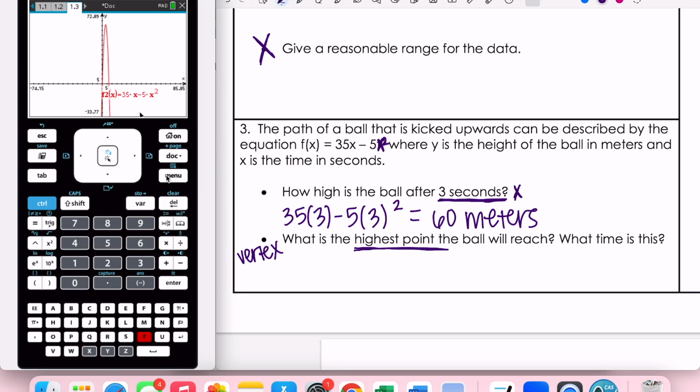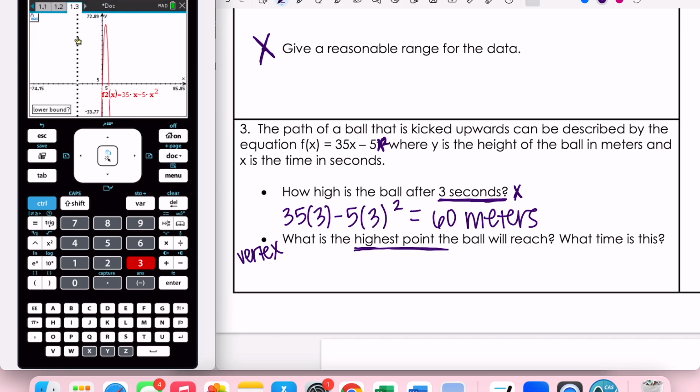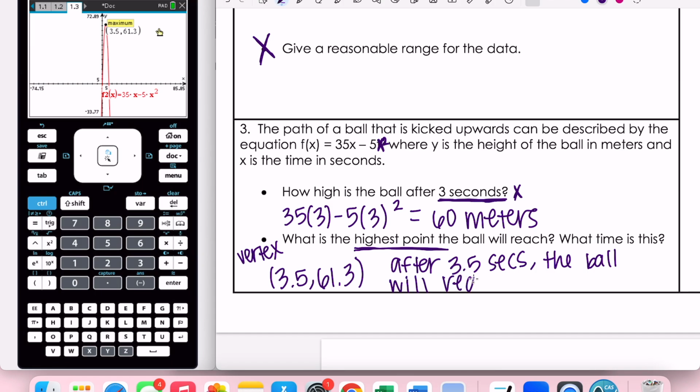So to find my maximum value, I'm going to press Menu, 6 to analyze graph, and 3 for maximum. So here I have this dashed line. I'm going to place that dashed line on the left side of my vertex. I'm going to press enter and then scroll over. Here I see that my vertex is at 3.5 and 61.3. So what that means is that after 3.5 seconds, the ball will reach the max height of 61.3 meters.